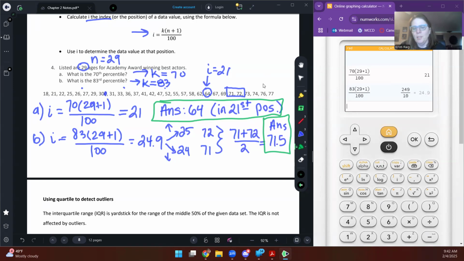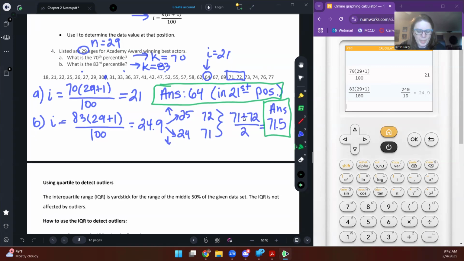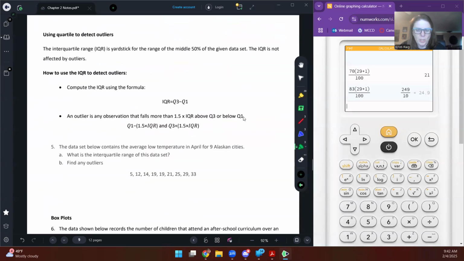Okay. That's our little percentile break. And now we're going to come back to our 5-number summary and get ready to do something called a box plot. So going back to our 5-number summary, just as a reminder, it came from this picture where we had the smallest and the biggest, the middle, and then half of each half.